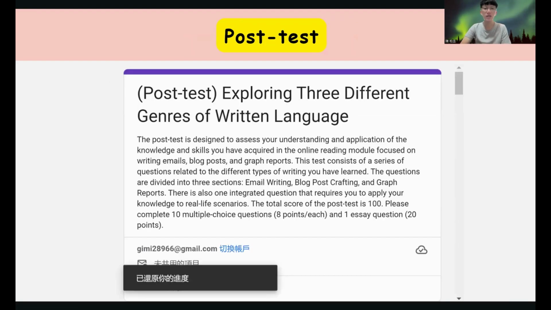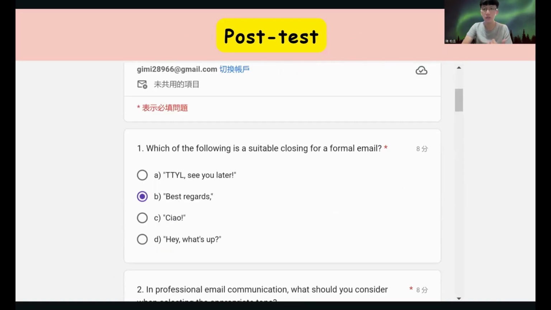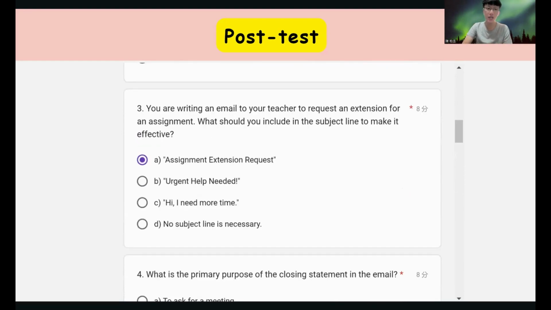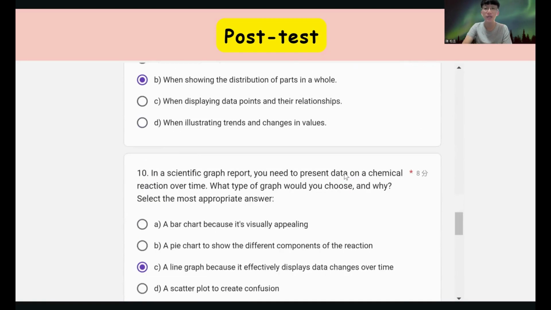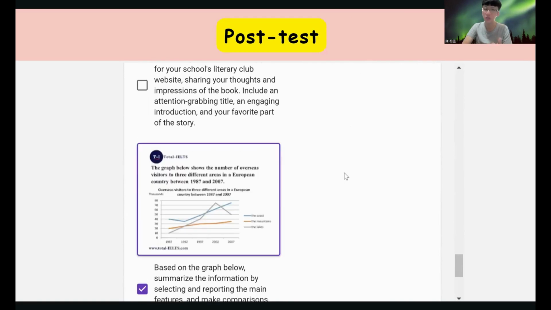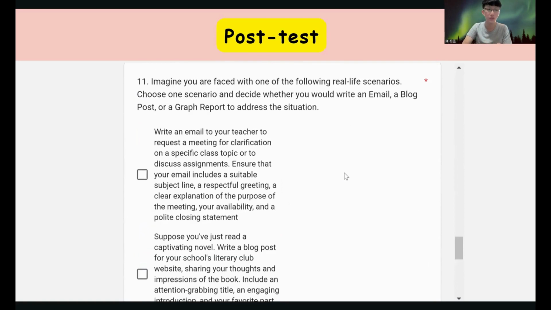And here's the post test, also the Google form. Okay, so the same one, 10 multiple choice questions. But in the last part, I will ask the learners to write either the email or the blog post, or even they can choose these graph reports. So there are 3 different types.